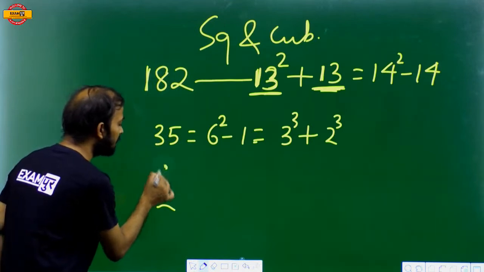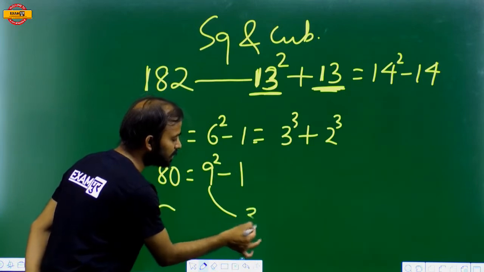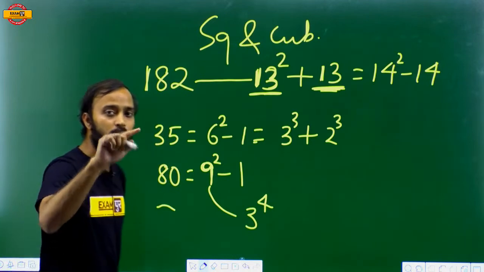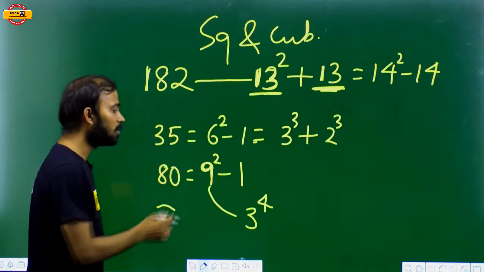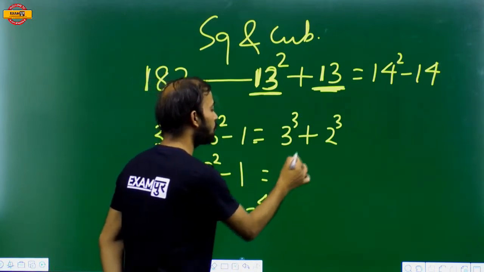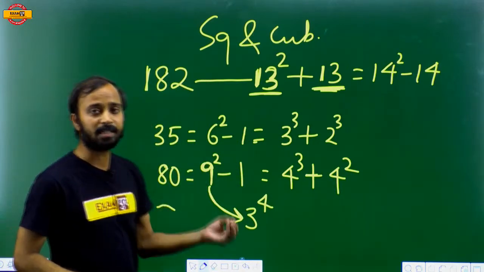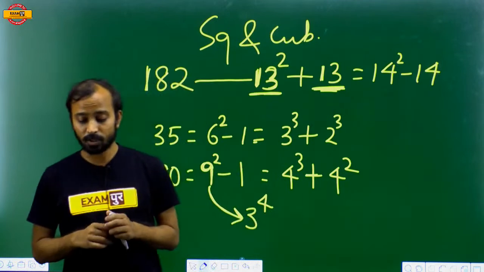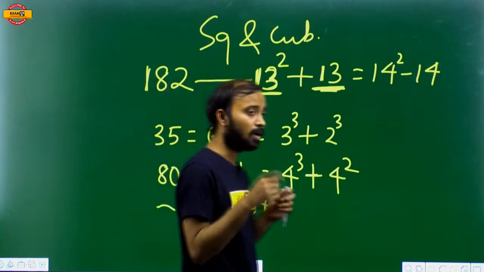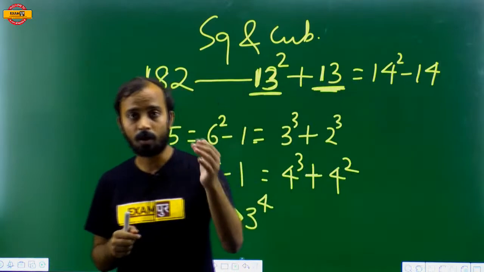Like so many numbers, like 80. Can we represent 80? 9 square minus 1, and 9 square is also 3 to the power 4, because 9 is 3 square, and the power of a power gives 3 to the power 4, minus 1. And 80 is also 4 cube plus 4 square. That's why this is a special squares and cubes number. You can relate squares and cubes numbers in the form of analogy when you solve the question.